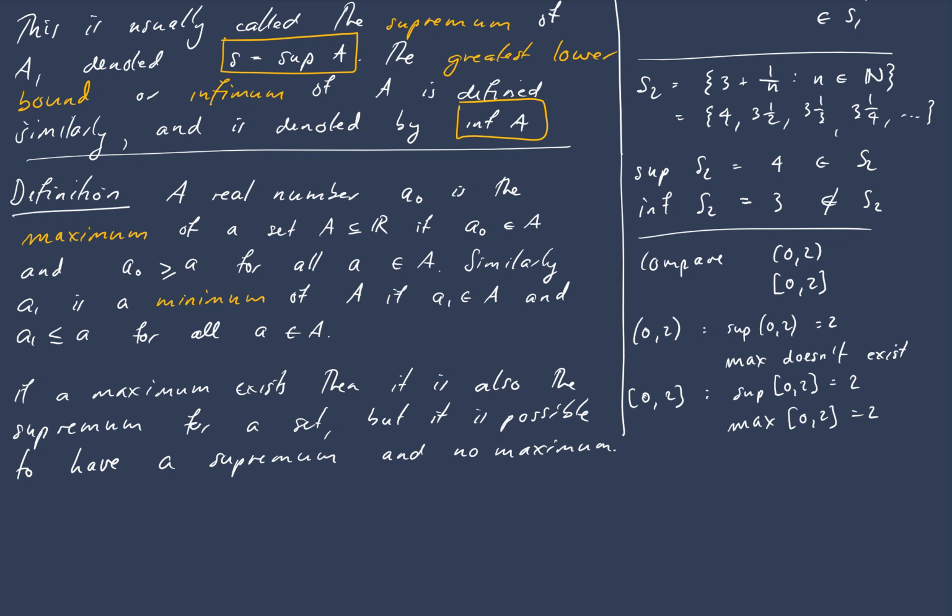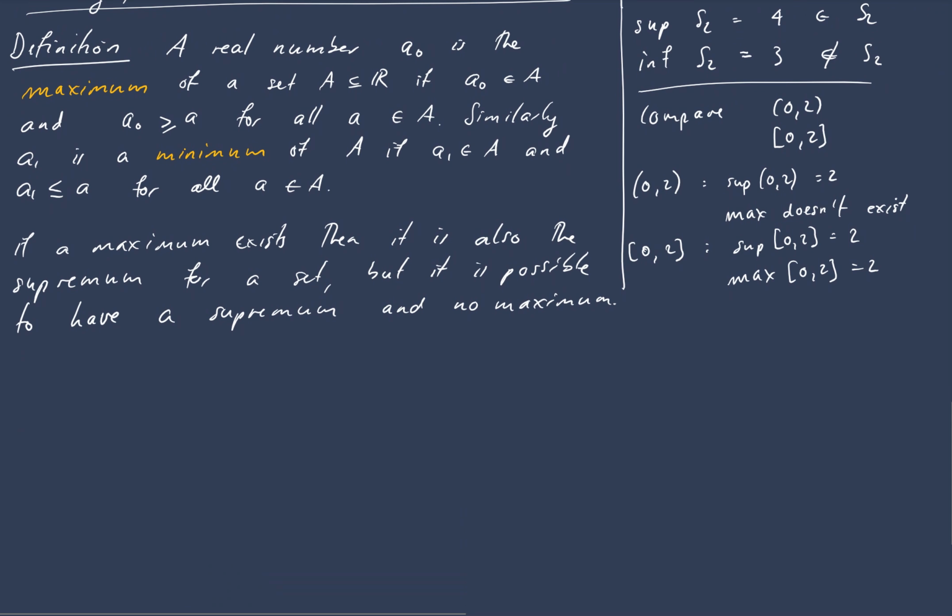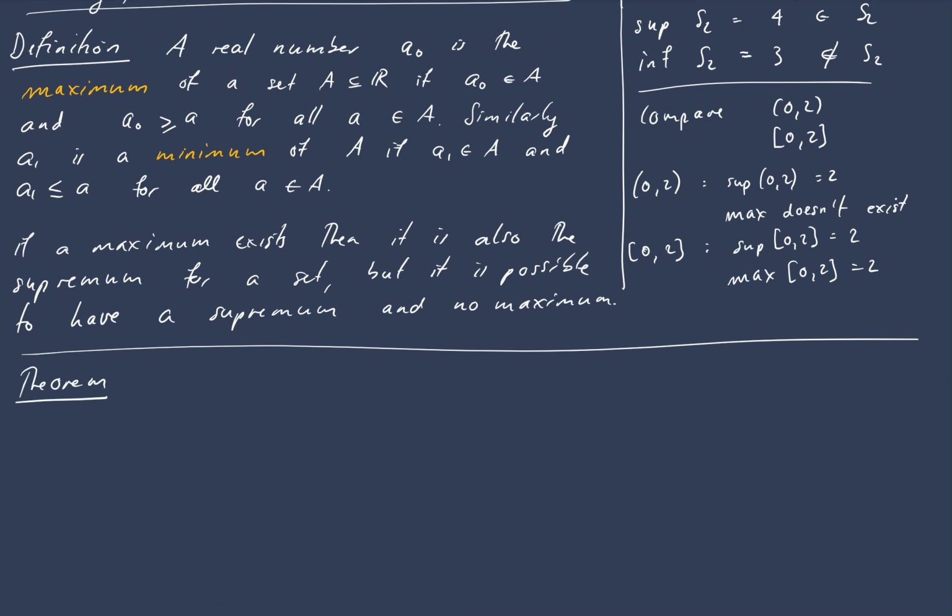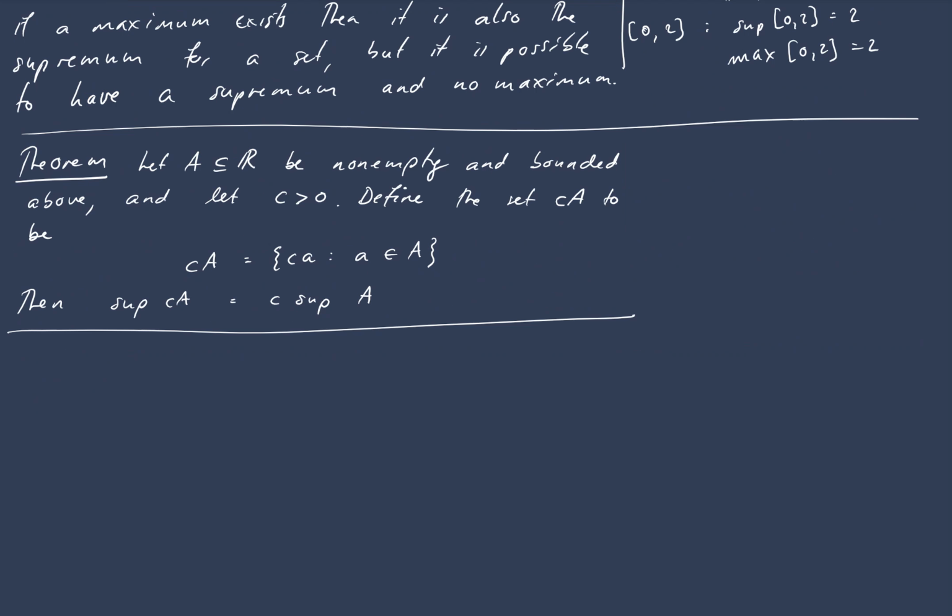Okay, so just to practice working with the definition, we're going to do a quick theorem. So this is called theorem, let A be a non-empty and bounded above set, and we're going to have a positive constant C. We're going to define this set CA by just taking multiples of each element of A multiplied by C, and then the theorem says that the supremum of this new set CA is equal to C times the supremum of A.